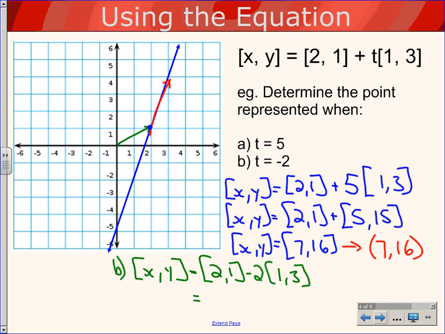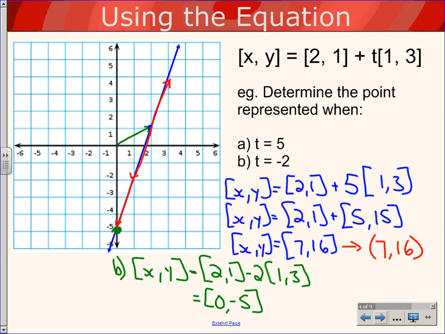What's this one? I'm just going to do it all at once. 0 and minus 5. And that actually corresponds to our y-intercept. That would have been this one we can actually see. We used the direction vector twice in a negative direction, and it takes you right to the y-intercept. Okay? So that's relatively easy to use.